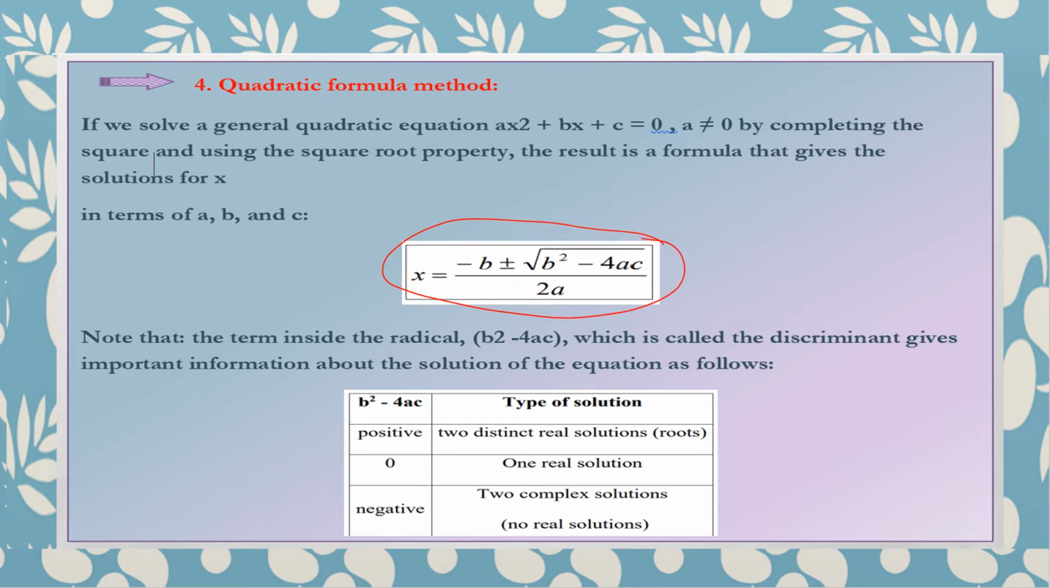Note that the term inside the radical, which is under the root here, that is b squared minus 4ac, and this term is called the discriminant, gives important information about the solution set of the equation, as it takes three cases. If the discriminant under the radical is positive, then we have two distinct real solutions. If the discriminant is 0, then we will have only one real solution. If the discriminant is negative, then we would have two complex solutions or no real solutions.